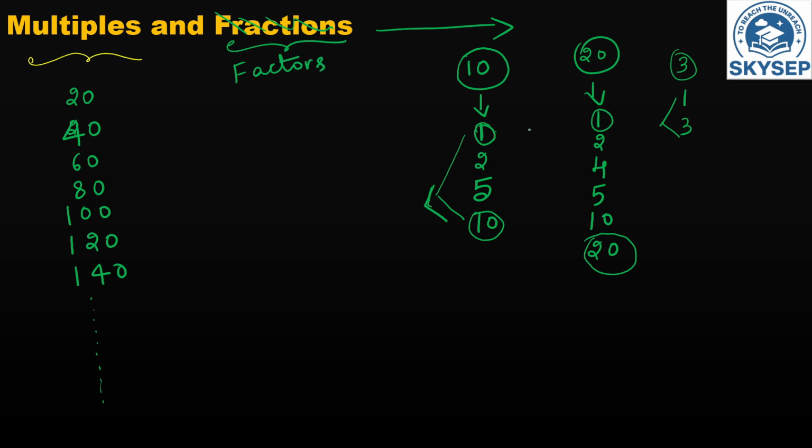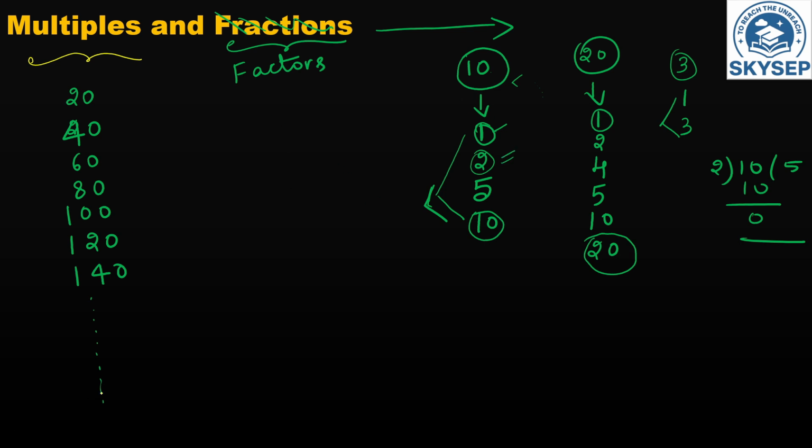The numbers which are exactly dividing another number. So this number is called a factor of 10. 2 is called a factor of 10 because 2 is completely dividing 10 and leaving the remainder as 0. See, 2 5s are 10. Remainder is 0. So we can say 2 is a factor of 10.